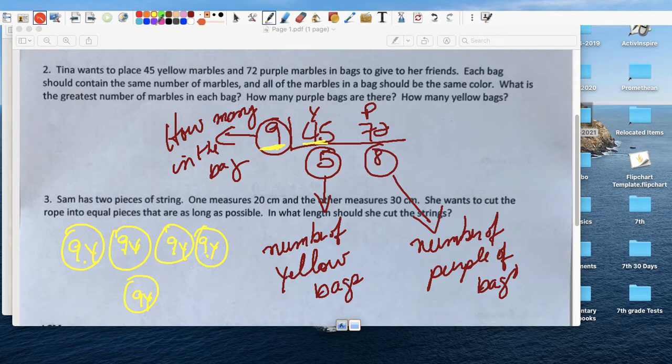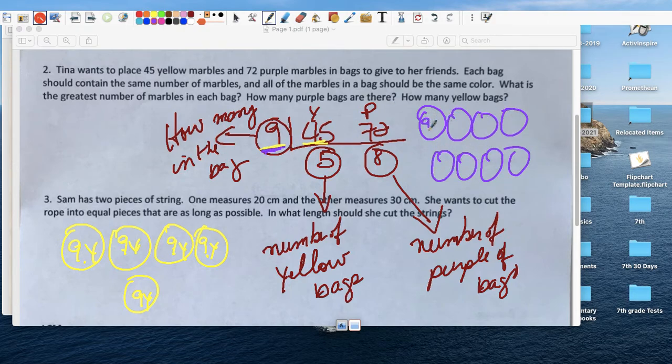And the purple, how many purple bags am I going to have? 8. 1, 2, 3, 4, 5, 6, 7, 8. How many in each bag? 9 purple in each of the 8 bags. Okay, so everybody has 9, but there's 5 yellow bags and 8 purple bags. Okay, so you really have to be careful with this question.